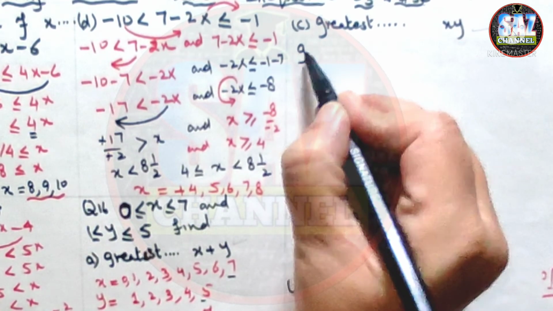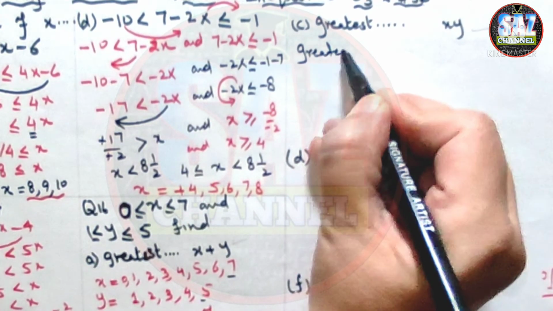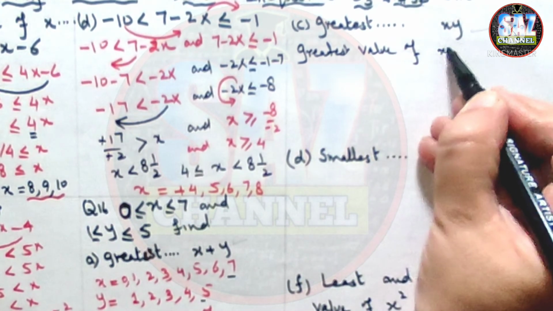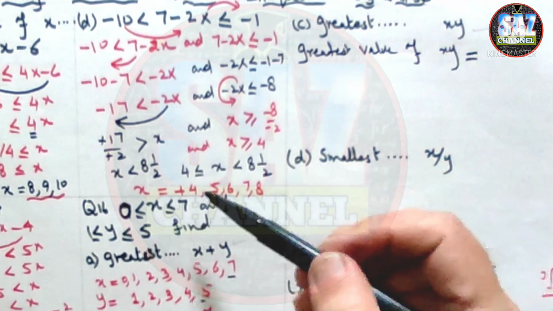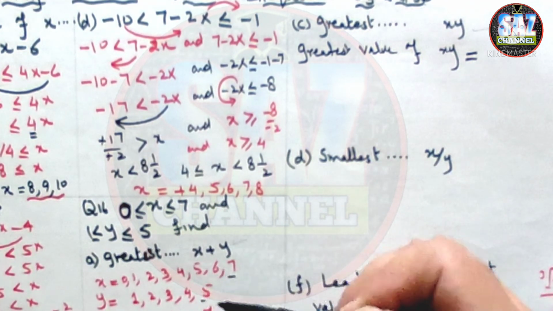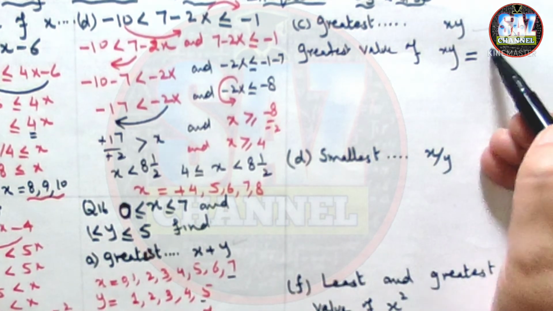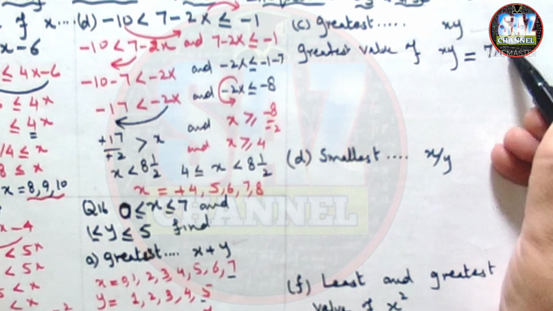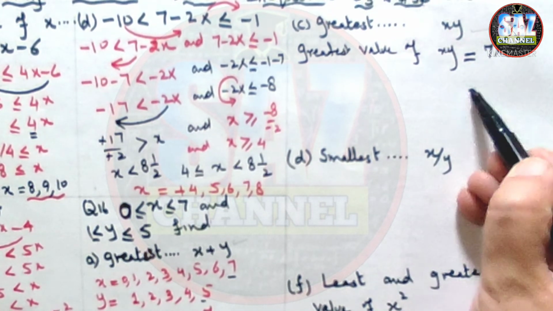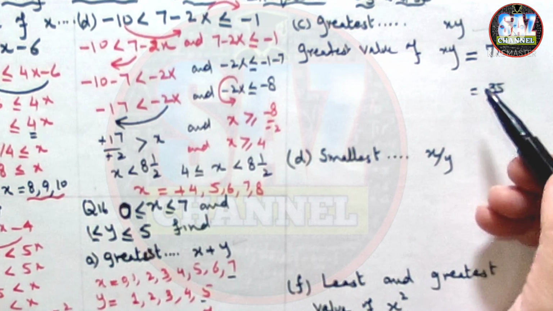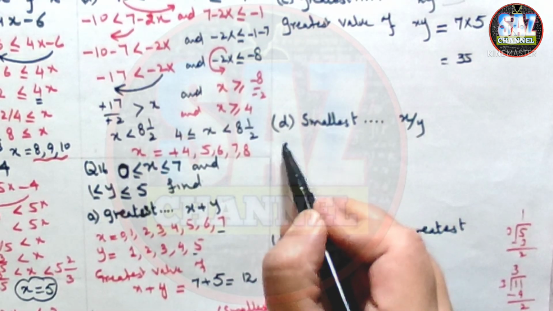And then moving to the next part, that is the greatest value of the product, xy. As both the variables have positive values, we have to pick up the largest values for the largest product. So the largest value of x is 7 and the largest value of y is 5, so the largest product is 35.